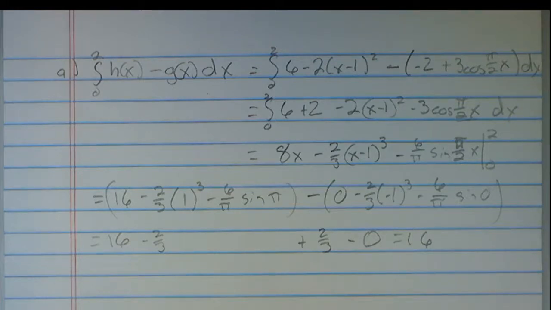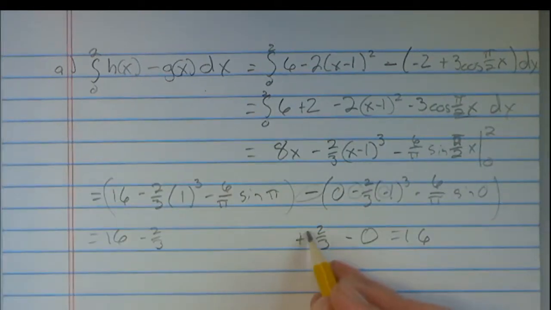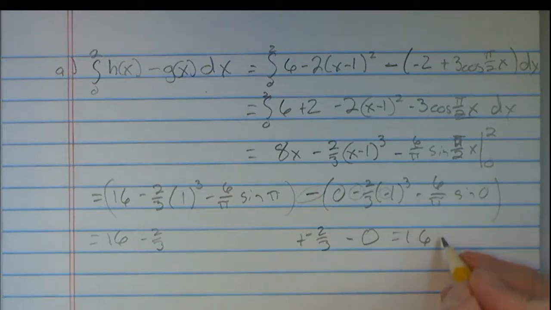I feel like I flipped a negative somewhere in here. Oh yeah, negative, negative, negative. That should be a negative 2/3. Alright. So it's 16 minus 4/3, which is 14 2/3.